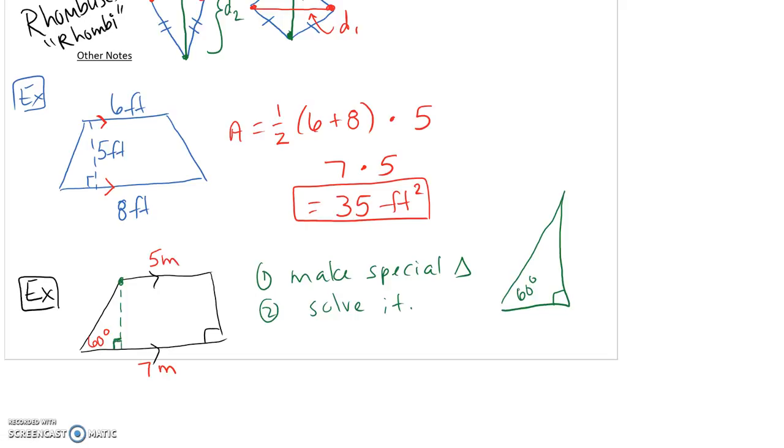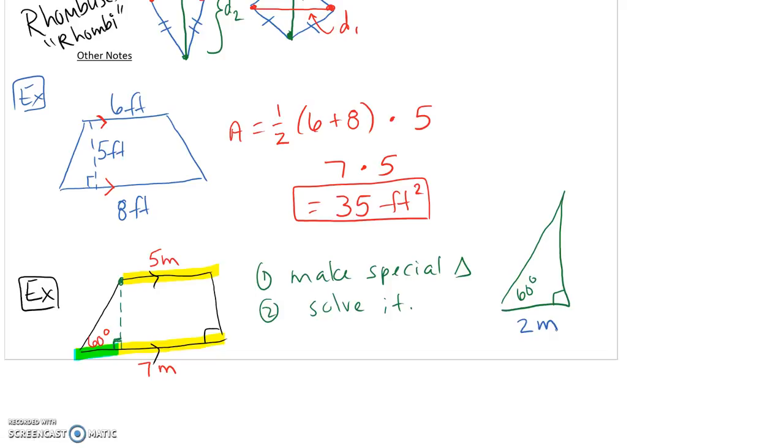If the bottom of the trapezoid is 7, and the top of the trapezoid is 5, that means this little tiny section right here has to be 2 meters. With that, I'm able to figure out my triangle.